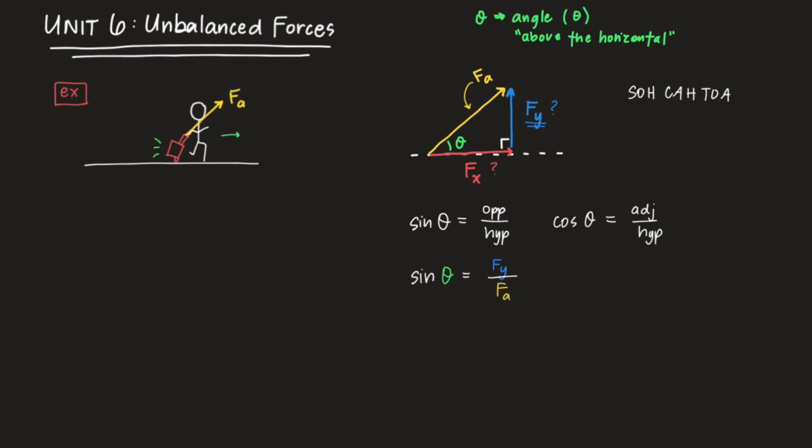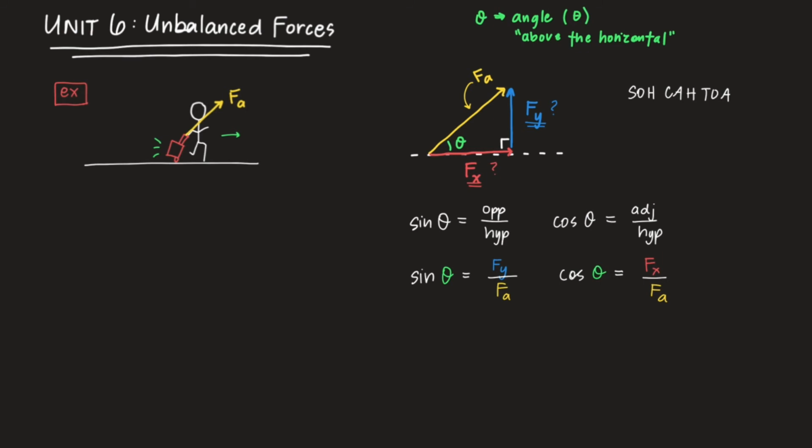Similarly, with cosine, the cosine of my green angle, again, that could be any angle, 30 degrees, 75 degrees, 90 degrees, whatever. Okay, cosine of my angle is the adjacent side, which is right next to my angle, which is Fx, divided by my hypotenuse, again, which is Fa.